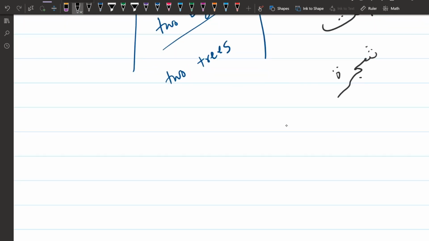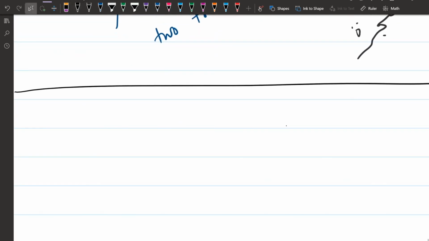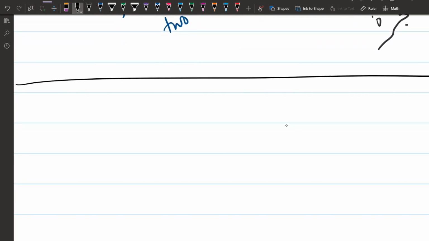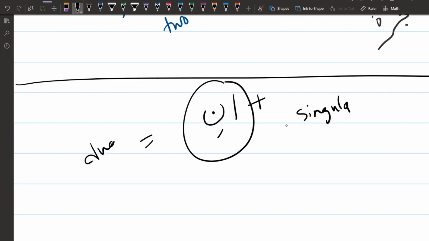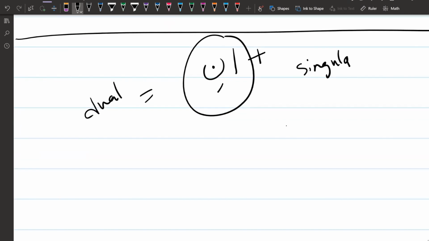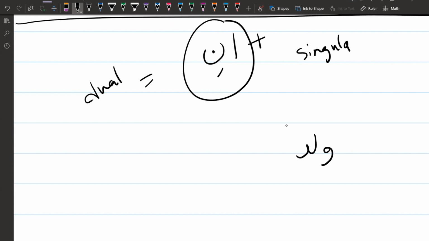The concept is very simple. The way we make a dual is we add an additional letters, ani. We have a singular, we add ani, and it becomes a dual. How cool and how simple is that? Any singular word you have, you bring the ani sound at the end, and you have a dual. It sounds extremely simple because it is. For example, we have waladun.